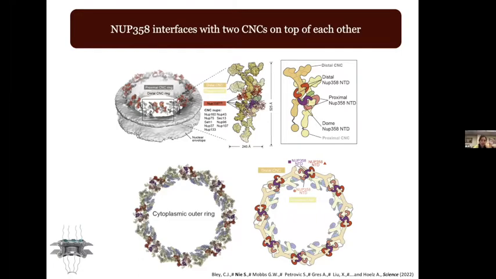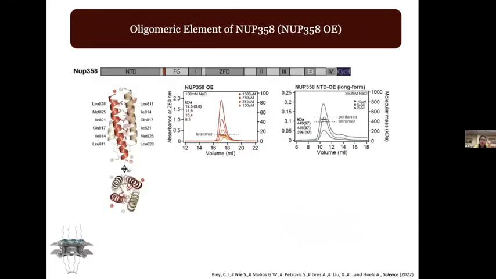We wondered why there are 5 copies. What is the factor that determines this oligomeric state? We looked closer at the sequence and found that there are coiled-coil domains. By determining the crystal structure of this coiled-coil domain, we found that it can form a tetramer, and it also forms a tetramer in solution. This element can induce 358 to form a pentamer in solution.